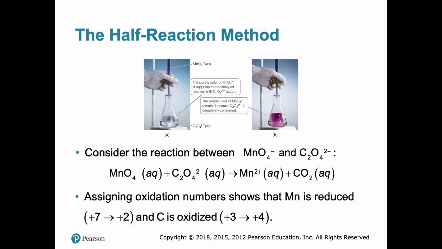Okay, so let's use this reaction now as our example reaction for doing redox balancing, right? This is a reaction between permanganate, the ion, right? The MnO4 minus is permanganate, I'm pretty sure. And then the other ion here is oxalate. I'm pretty sure it's oxalate, right?